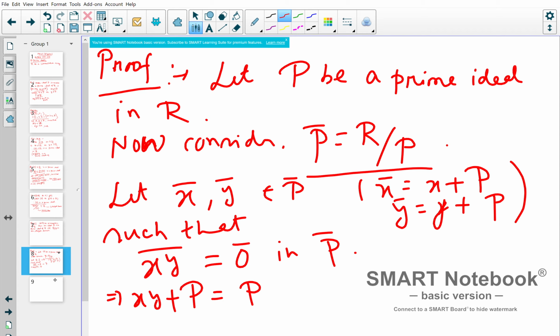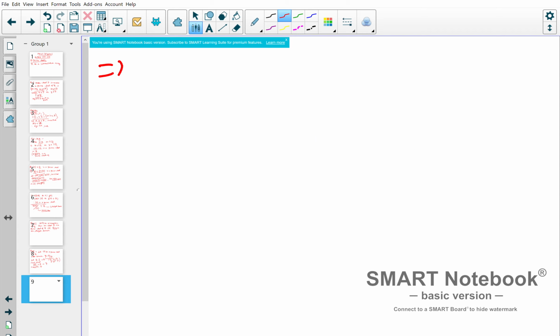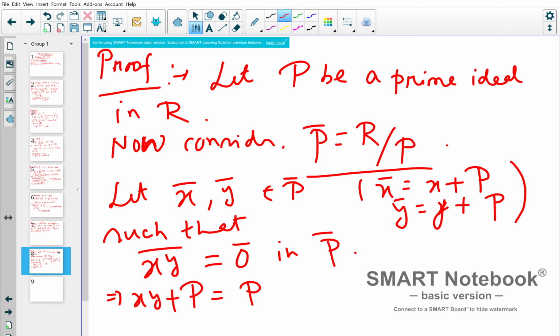So now you can talk about, see, this is the ideal, and you find that xy plus P equals P. So what does that mean? That means the left cosets of this equal this, P. And you know that this is a standard property. This holds if and only if xy belongs to P, right?